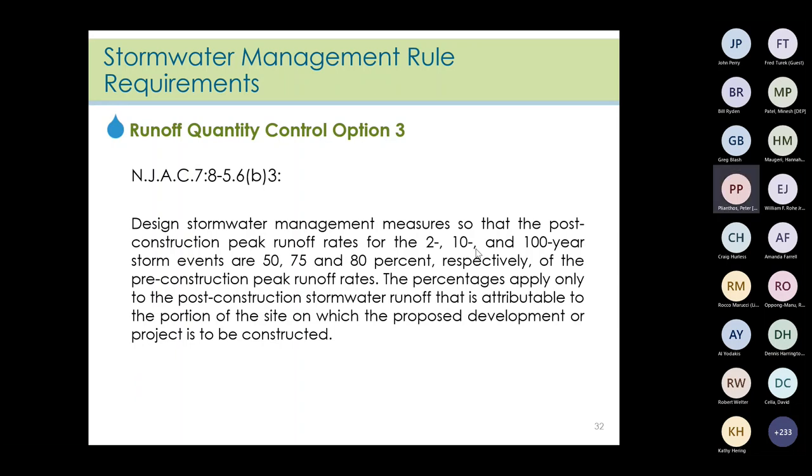The third runoff quantity control option, shown here, is similar to option 2 in that it is a comparison of the peak runoff rates for the pre- and post-construction hydrographs. But unlike option two, the analysis required is less detailed because post-construction peak runoff rates for the 2, 10, and 100-year storm events are limited to 50, 75, and 80% respectively of the pre-construction peak runoff rates. This rate reduction is sufficient to demonstrate runoff quantity control, and the offsite analysis as required in option two isn't needed. This is the option we see chosen most of the time.